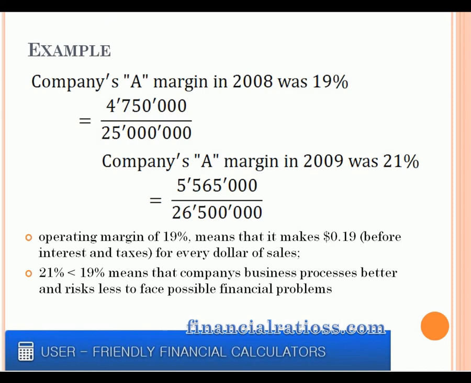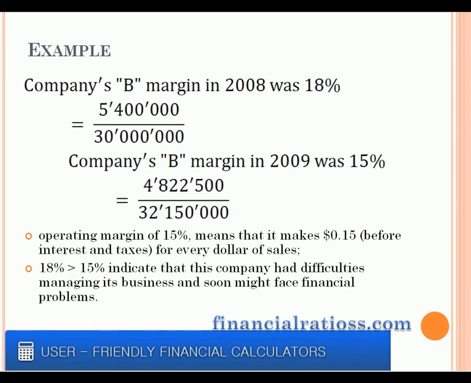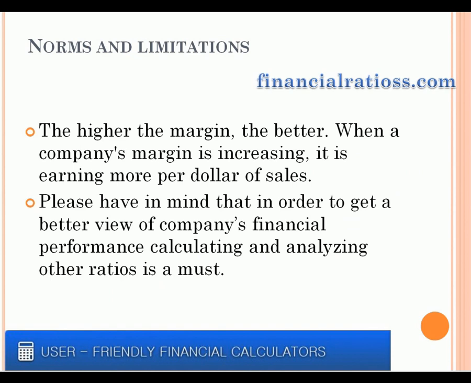Operating margin of 19% means that it makes 19 cents before interest and taxes for every dollar of sales. 21% versus 19% means that a company manages its business processes better and risks less to face any financial problems. Operating margin of 15% means that it makes 15 cents before interest and taxes for every dollar of sales. 18% versus 15% indicates that this company had difficulties managing its business and soon might face financial problems.